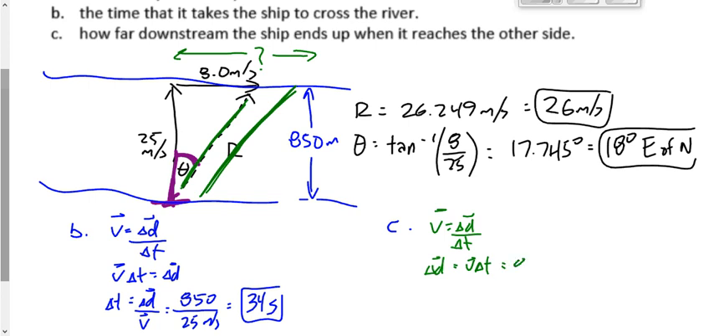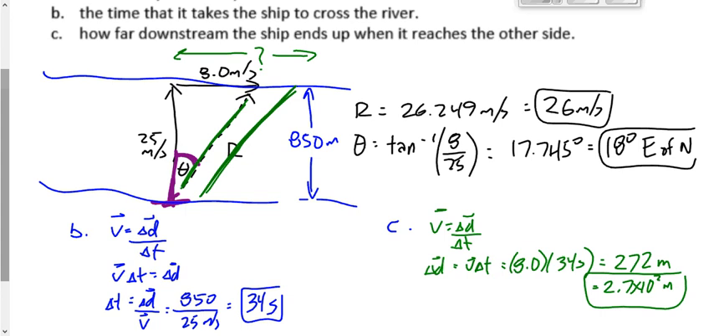So it's 8.0 times a time of 34 seconds, and 30 times 8 is 240, 272, I want to say, 272 meters, which we're going to round to 2 digits, or 2.7 times 10 to the 2 meters. Good?